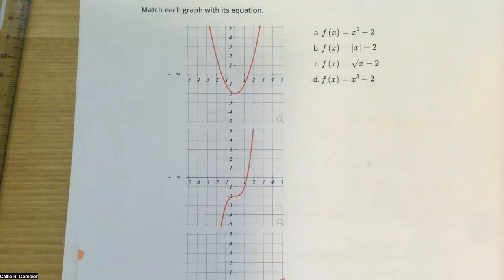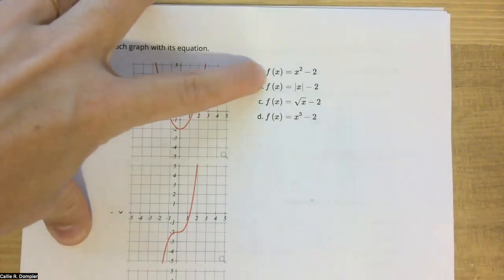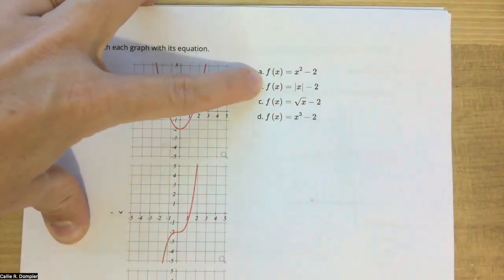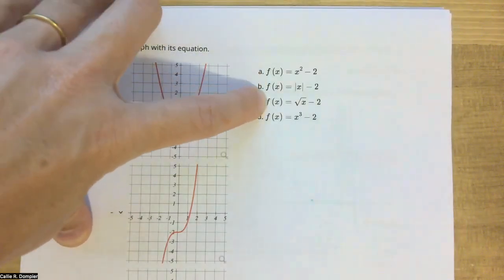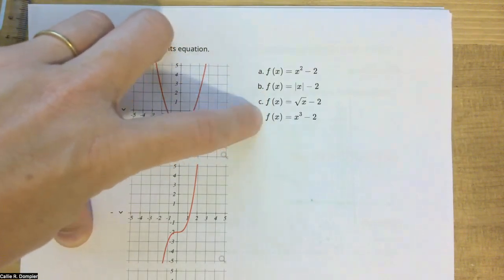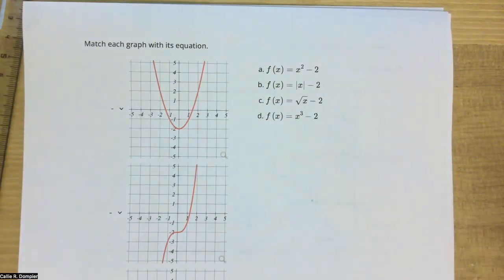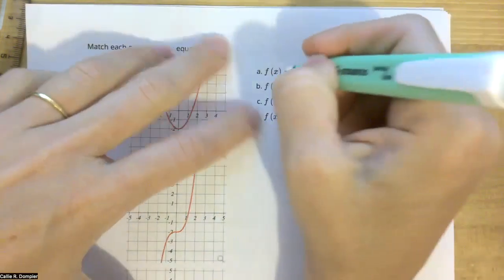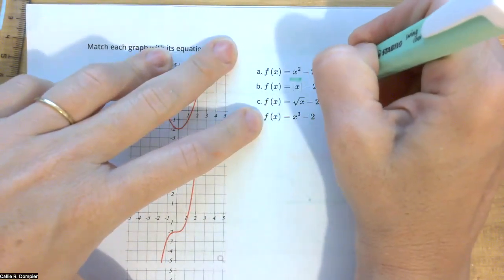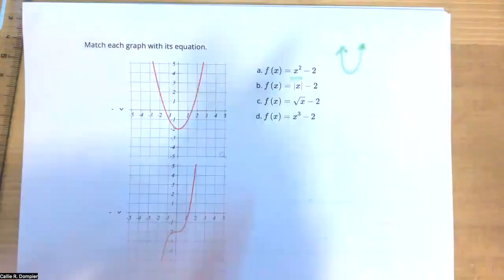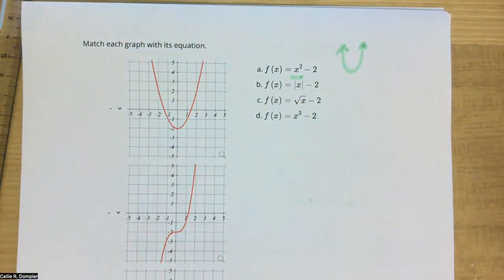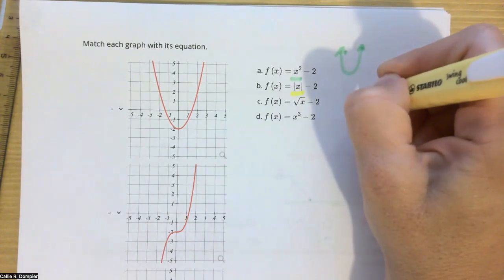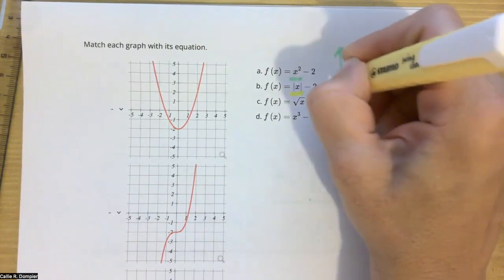All right, now they're asking us to match each graph with its equation. We have f of x equals x squared minus 2, f of x equals the absolute value of x minus 2, f of x equals the square root of x minus 2, and f of x equals x cubed minus 2. Think about the parent graph of each of these, okay? x squared is always going to be that parabola. The absolute value of x is always going to be an upward v.